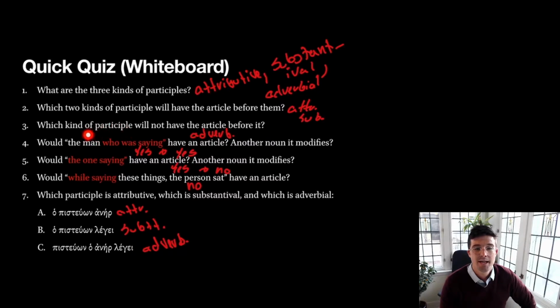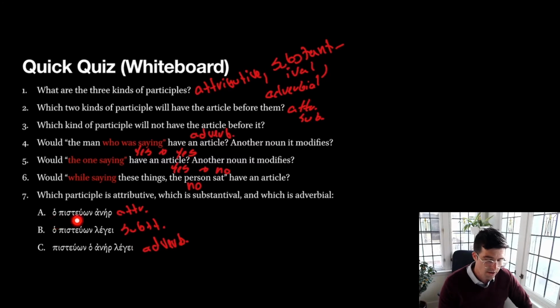It would match in case, gender, and number. Would 'the one saying' have an article? Yes, it would have an article. Would it have another noun that it modifies? No, we don't have any other noun here, just the one saying, which would be a participle in Greek in the nominative because it's the subject of the sentence. Would 'while saying these things, the person sat' have an article? Would this potential participle have an article? The answer is no, it would not have an article because it is what? Nailed it, adverbial.